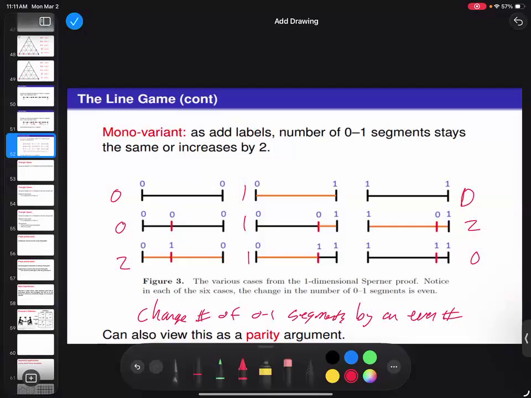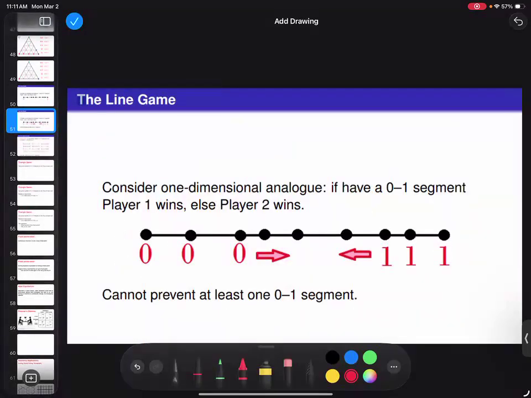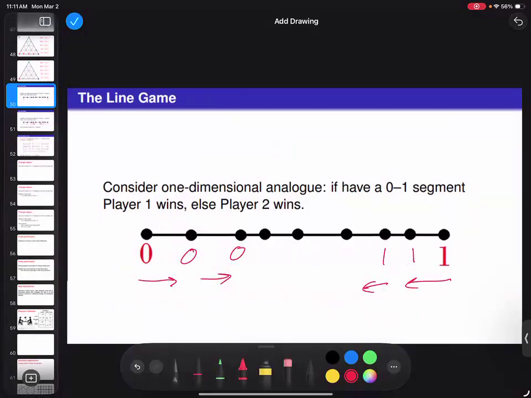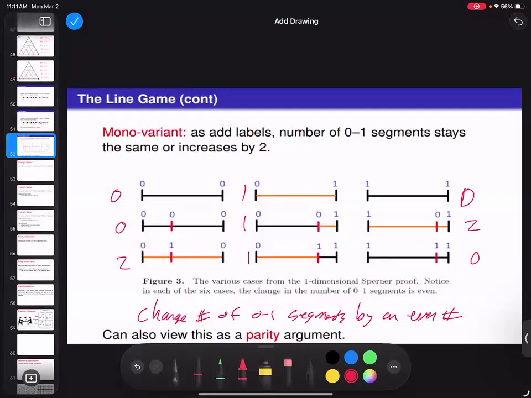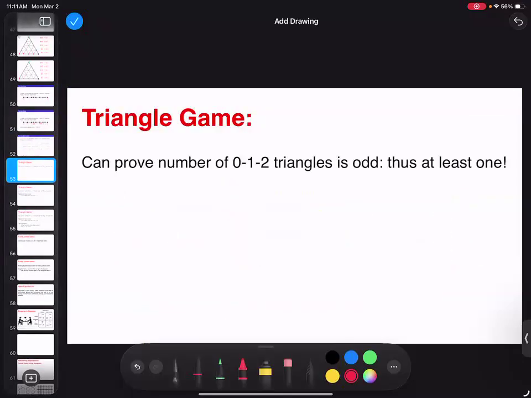If you look at how things were when we started, with a 0,1 segment and all the vertices unlabeled in between, we had an odd number of 0,1 segments. So as we go through the game and label all the vertices, we know that at the end of the day we're going to have an odd number of 0,1 segments. So not only does the 0,1 segment exist, the number of them is odd. So we can prove that the number of 0,1,2 triangles is odd.